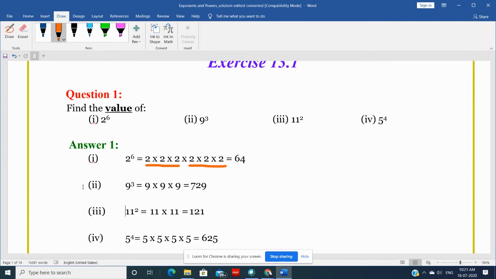Whenever there is 2 power, you read it square. Let me write it here. 3 power, read as cube, and here when the power is 2, it is read as square. Okay, now 11 square means 11 multiplied by 11, the answer is 121.